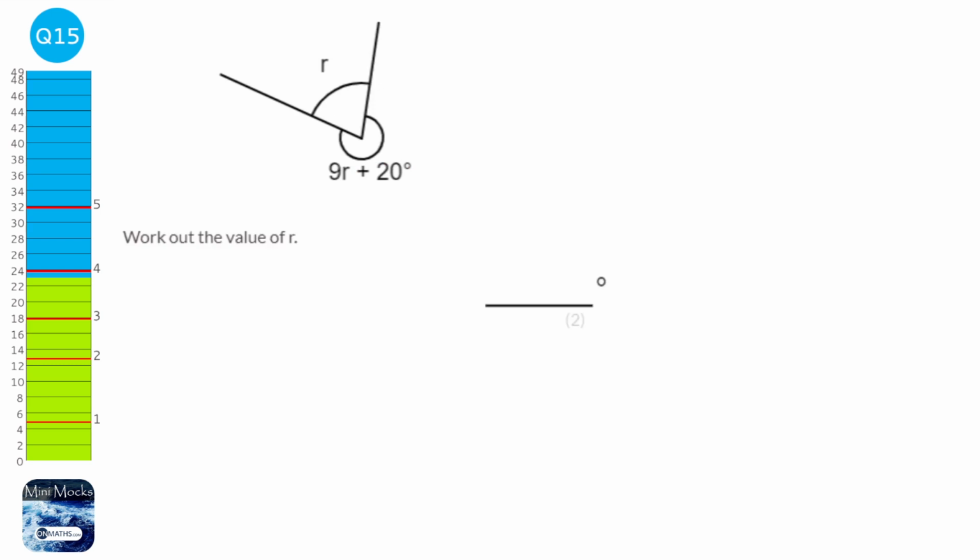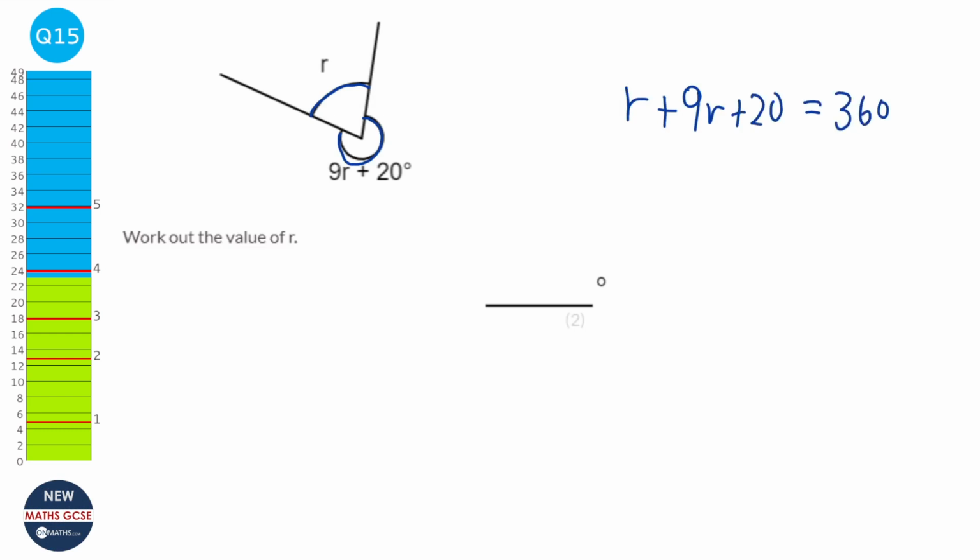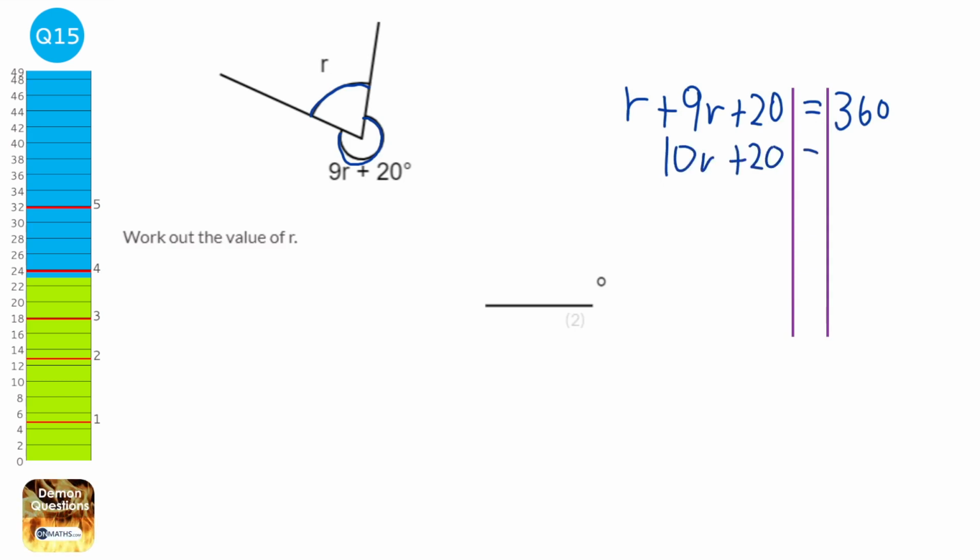So angles on a point add up to 360, and we are given the values of the angles, but in terms of r. So we know that r plus 9r plus 20 will equal 360. So we've got an equation here we can solve. First of all, let's add the r's together, and so that will be 10r plus 20 equals 360.